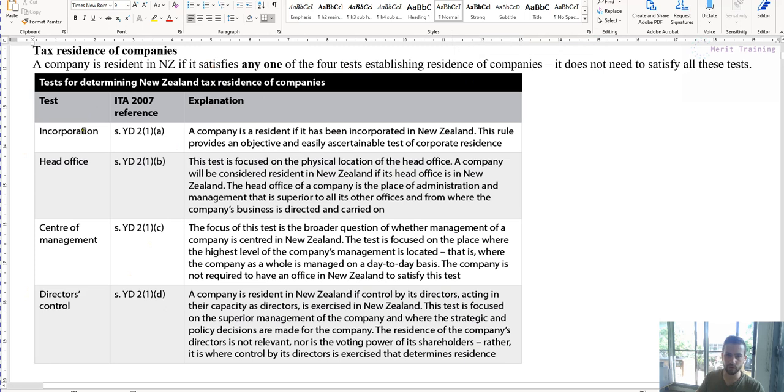The first one is incorporation, and of course I've got the section reference over here if you need it in the exam, but they all come back to YD2. The explanation for incorporation is basically a company is a resident if it's been incorporated in New Zealand. So if you've set up your company in New Zealand, you are a New Zealand resident. Next one is head office. This is looking at the physical location of the head office. If that head office is in New Zealand, you're a tax resident.